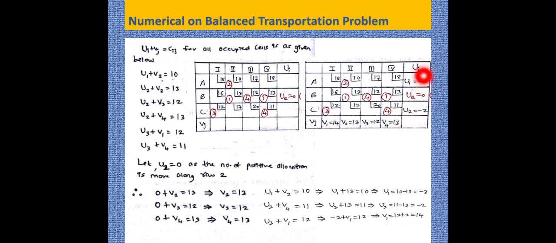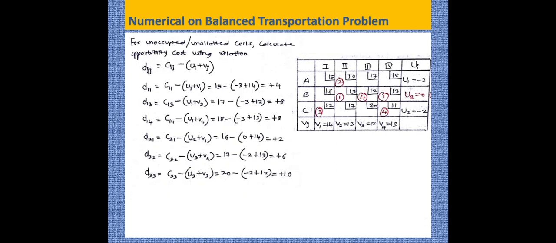Why is this calculated here? It is used to calculate the opportunity cost, or I can say a penalty also, for the unoccupied cells. For unoccupied or unallocated cells, calculate the opportunity cost using the relation Dij is equal to Cij minus (Ui plus Vj). So what are the unallocated cells? Here 15, 17, 18 are the unallocated cells, that are nothing but D11, D13, D14.